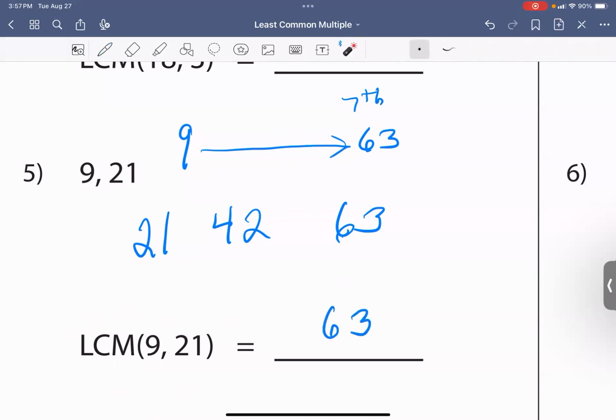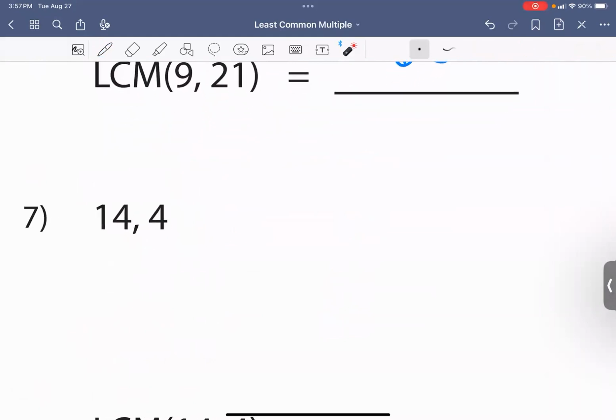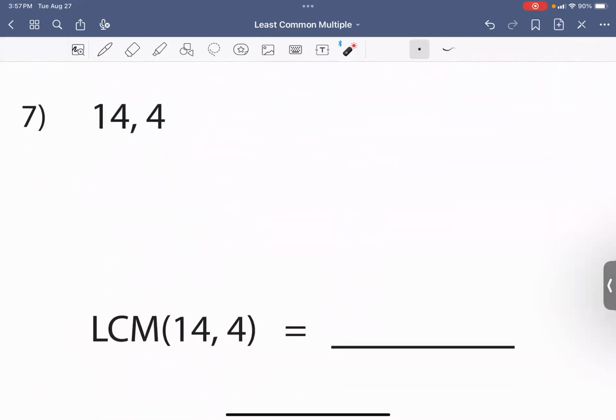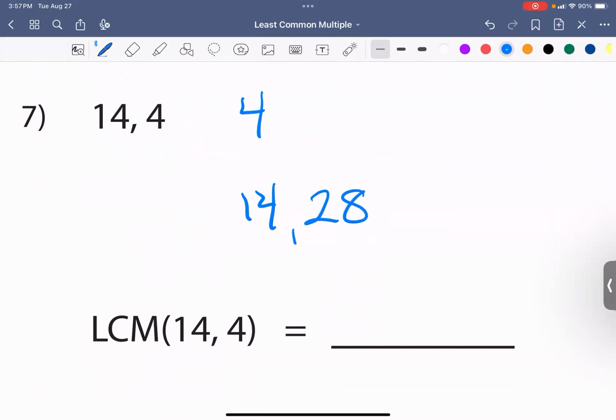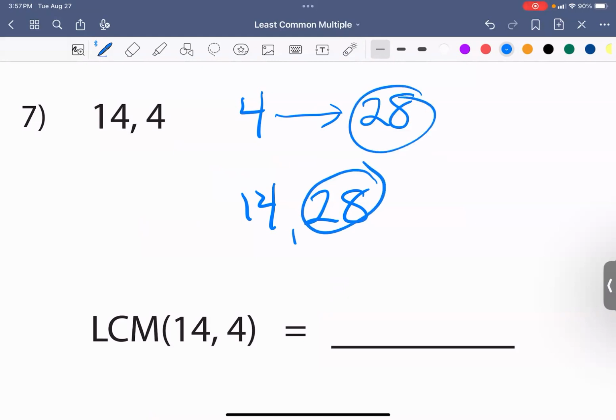I'm going to do one more. Find the least common multiple between 4 and 14. So I have 4 and 14. So again, I could do it using the larger number. So the first multiple of 14 is 14. The next multiple is 28. So immediately I see that this number, 4, when I write it out, the first common multiple they're going to have is 28. So the least common multiple between 14 and 4 is 28.